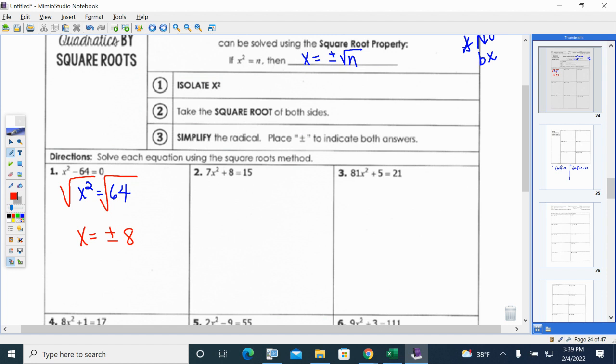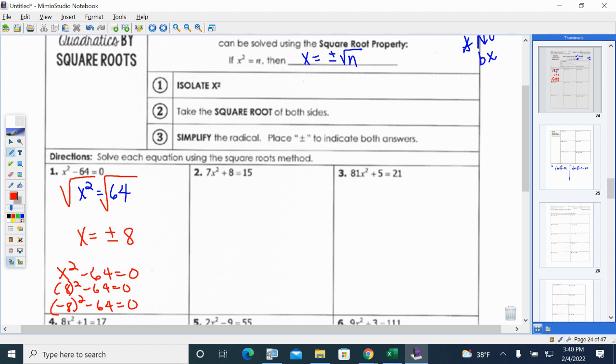Now let me show you why it's a positive and a negative. If I substitute this back into the original, x squared minus 64 is equal to 0, and plug in 8, 8 squared is a positive 64, minus 64 gives me 0. And if I square the negative 8, 8 squared is a positive 64, minus 64 is equal to 0. So when we square root both sides of an equation like this, you end up with a positive root and a negative root.